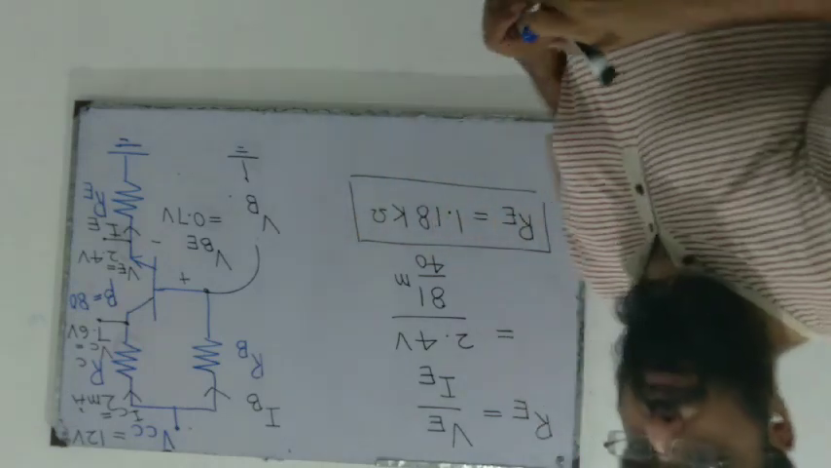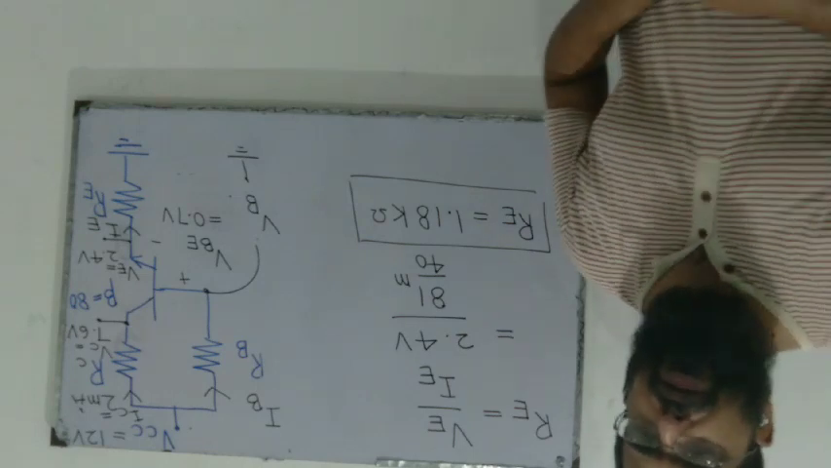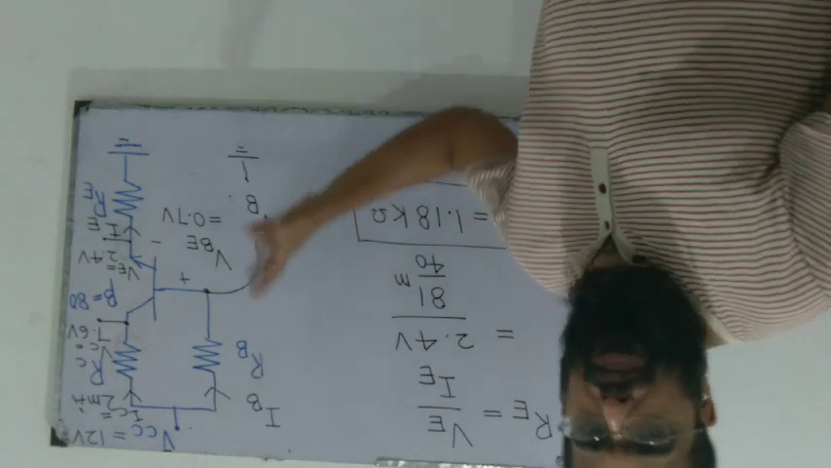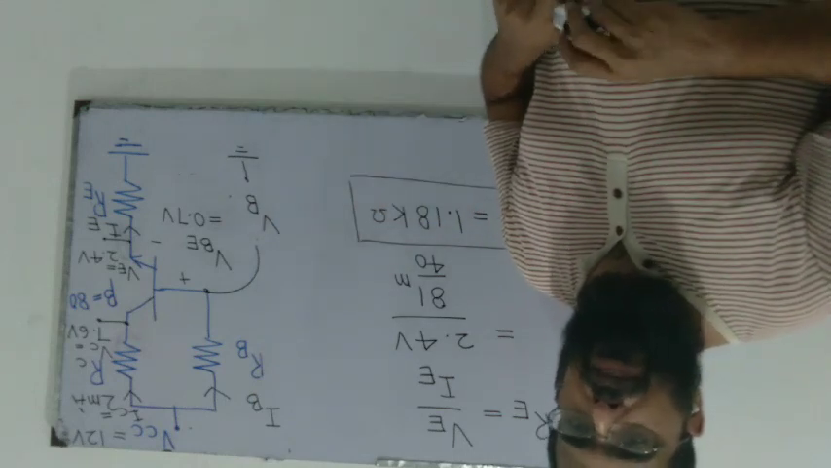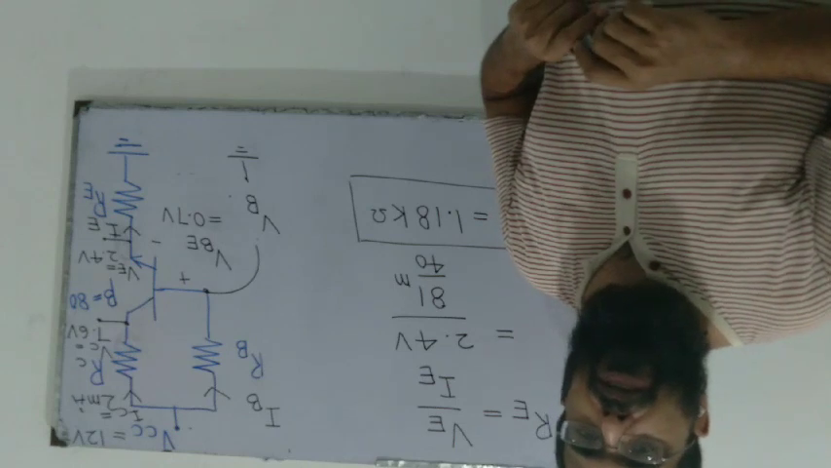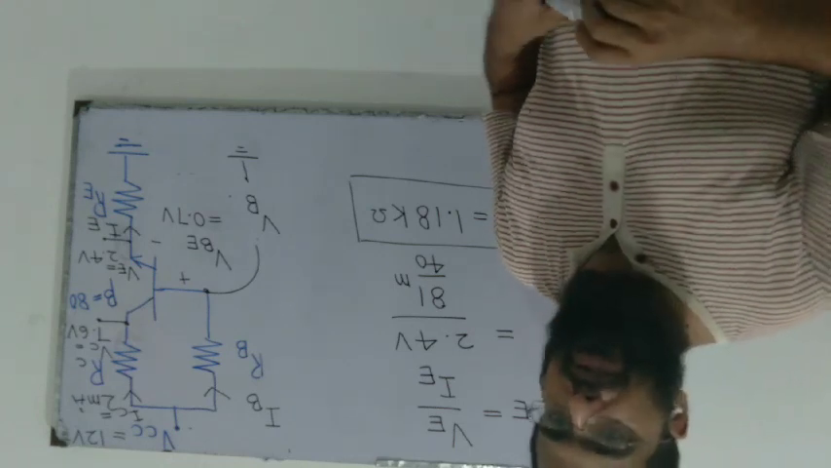So we have solved a design problem where we have calculated the values of RB, RC and RE, given some currents and voltages. In the next lecture, we'll start chapter number 5 and we'll study AC amplifiers, BJT based AC amplifiers. Thank you.